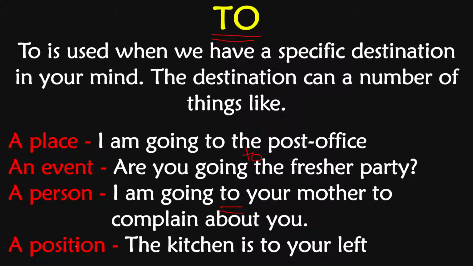Like it is describing a position also. The kitchen is to your left. To. Okay, it is describing the position. It is showing the position. So to is used when we have a specific destination in our mind, and the destination can be a number of things like place, event, person, position.